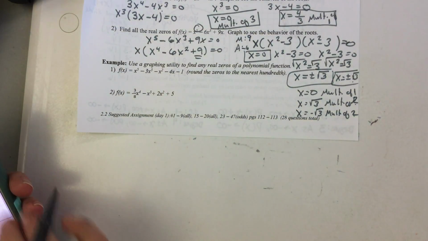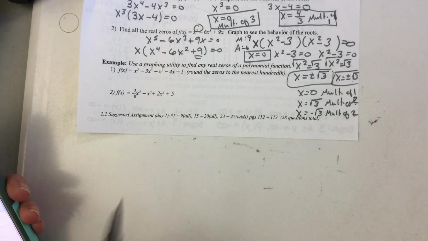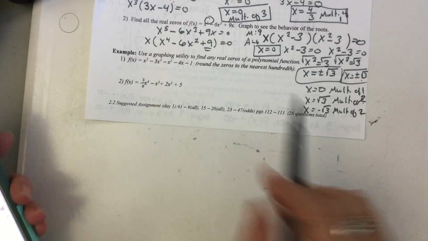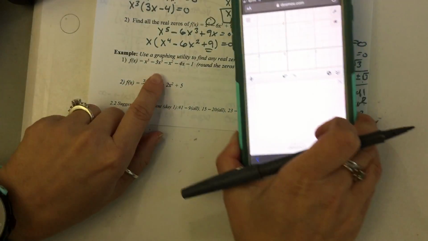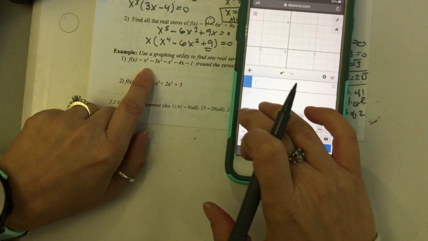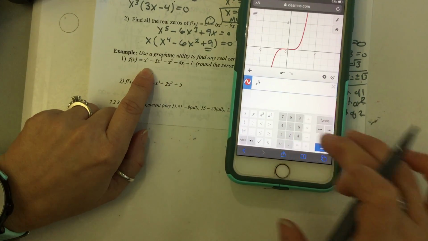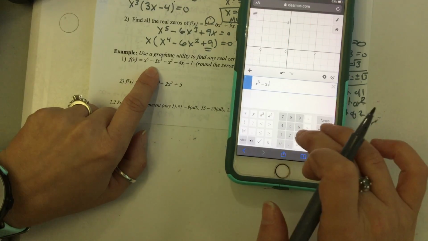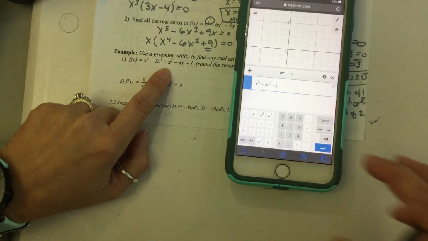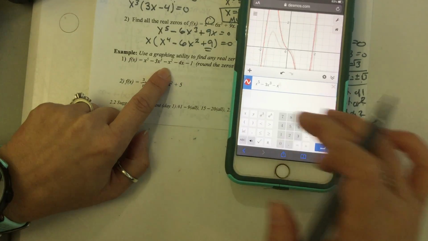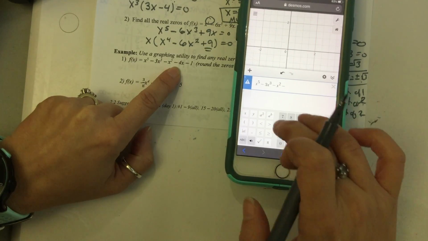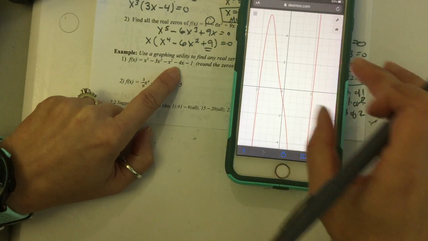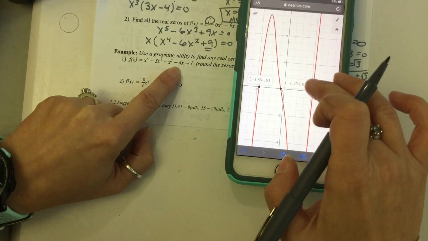Okay, last little bit. They want us to use a graphing utility to find zeros. Round any to the nearest hundredth. So basically, you guys, this is just more practice on Desmos. X to the power of 5 minus 3x to the power of 3 minus x to the power of 2 minus 4x minus 1. So they want us to find the zeros.